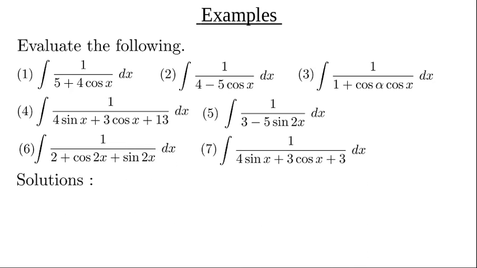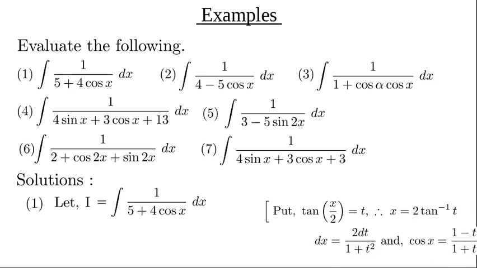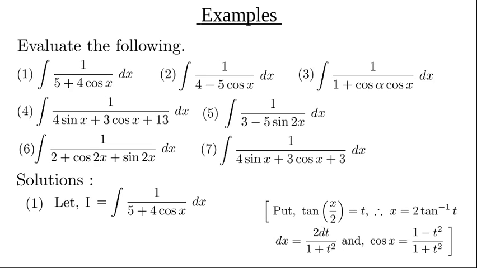So first one, integration of 1 upon 5 plus 4 cos x dx. So put tan x by 2 equal to t, therefore x equal to 2 tan inverse of t. This is a standard substitution. dx equal to 2 dt upon 1 plus t square, and cos x is 1 minus t square upon 1 plus t square. I'm not writing sin x here because there is no sine in the problem.